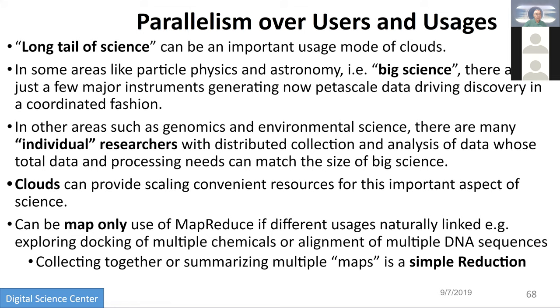That compares with the physics problem, the Higgs problem, where I told you there were 3,000 scientists on one experiment. In environmental science, there are say 3,000 environmental scientists, each doing a different part of the environment. So that's the difference between big science and little science.